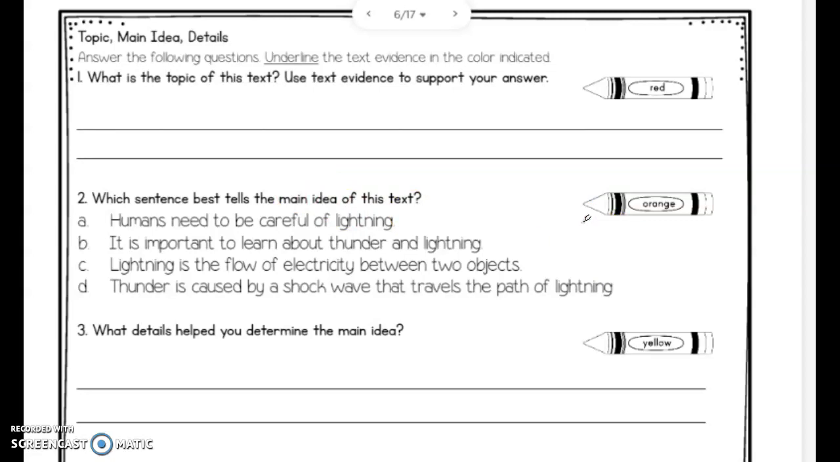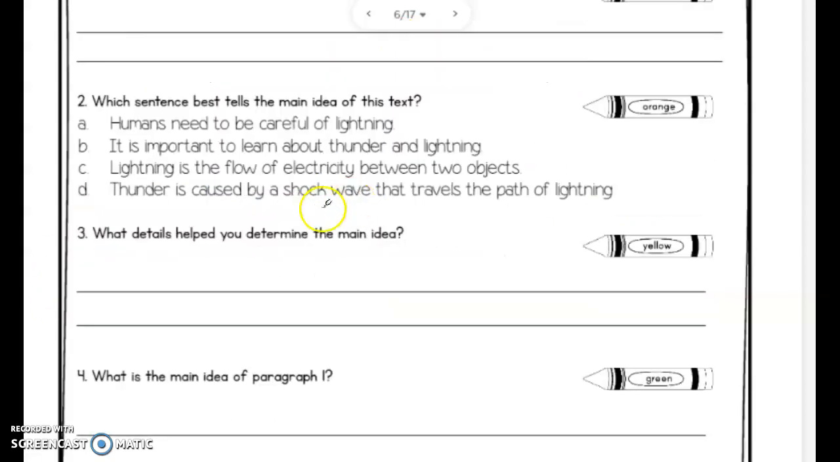Now when we are coming up with the main idea, we are using our topic to make a full sentence to tell the reader what the whole thing was about. So make sure that it has the topic inside the main idea.